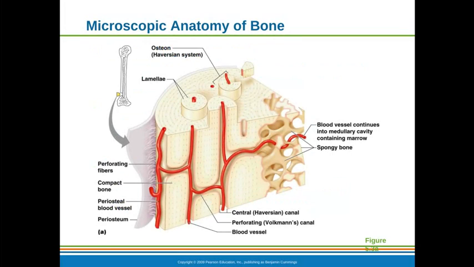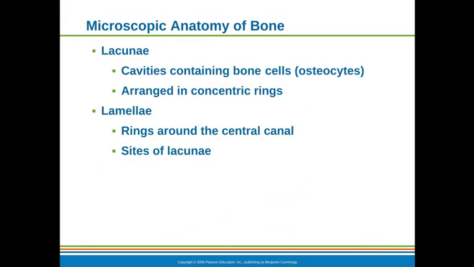So the best way to see this, obviously, is with this diagram that we see, figure 5.3a. We see this central canal right here as it passes through, and then we have these perforating or Volkmann's canals going in between. Now we see these terms right here. We're talking about this osteon or Haversian system and the lamellae. We'll talk about lamellae and another term called lacunae in just a second. So lacunae are going to be cavities containing bone cells or osteocytes that are arranged in concentric rings. The lamellae rings are around the central canal, and they are the sites of lacunae. So lacunae are within lamellae.